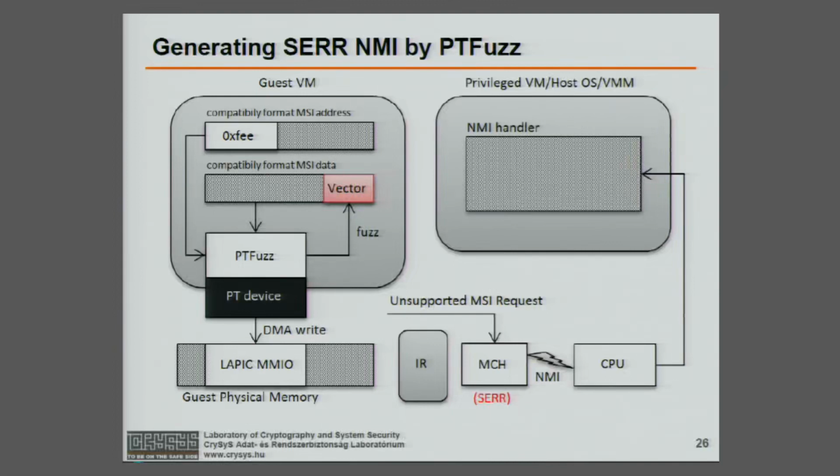So in a compatibility format message signal interrupt, you can specify a vector number, right, in the data field. So you can say that I want to send a non-maskable interrupt with vector number 2. This is the vector number of non-maskable interrupt. Yes, but this behavior happens also if I specify anything that is below 16.